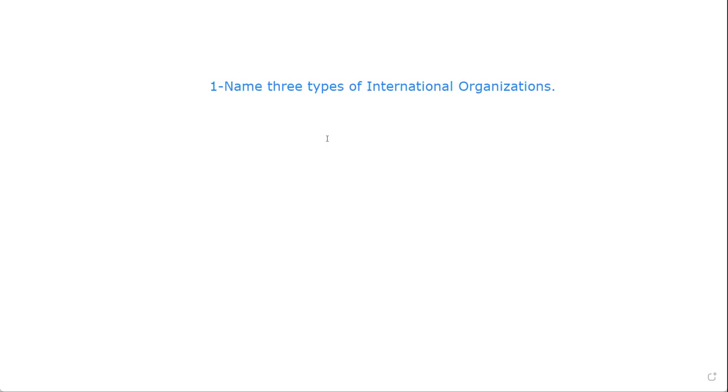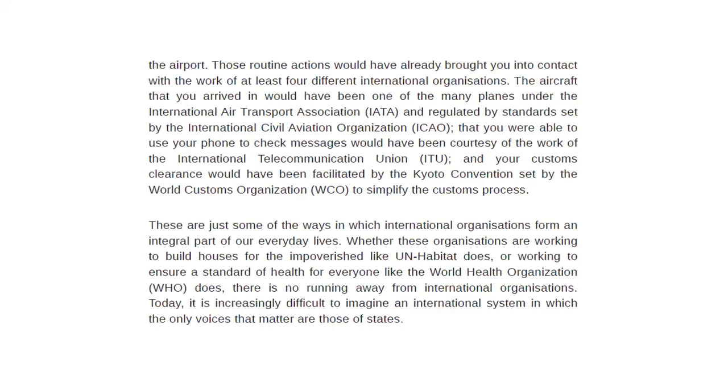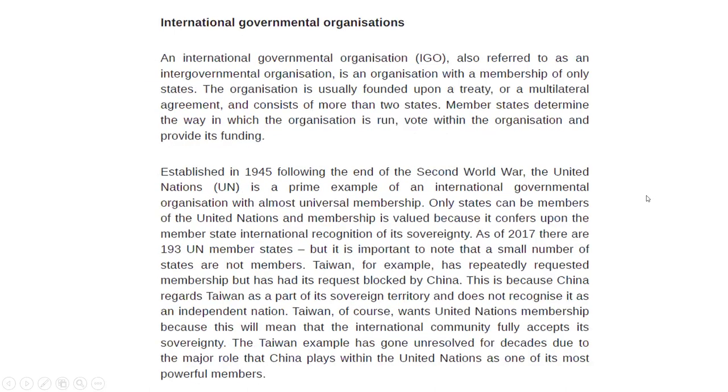All right, go to the eraser. And repeating, name three types of international organizations. Ipso facto, okay. Let's go back to the material. All right, so we ended up here when I talked about who done it, right? Okay. Now here we go into international governmental organizations. Let me just mark off that I asked you the first question of the day. Make sure that's done.